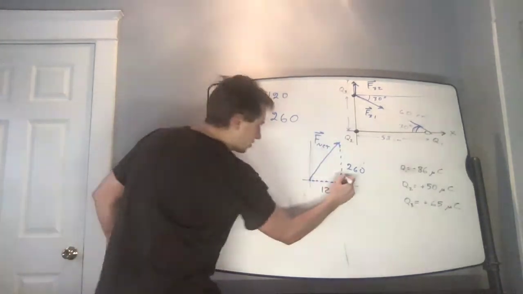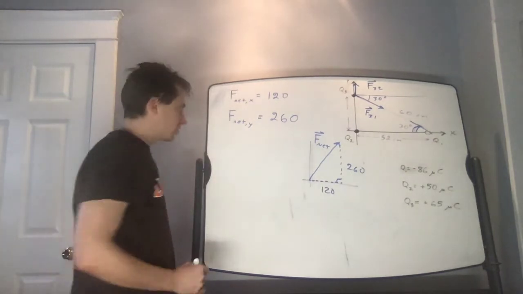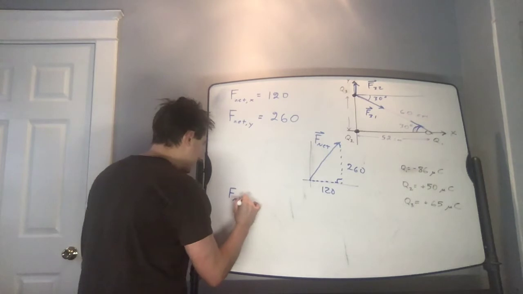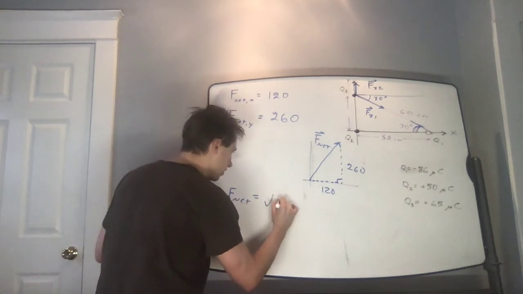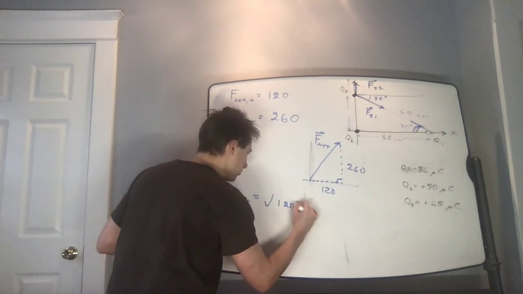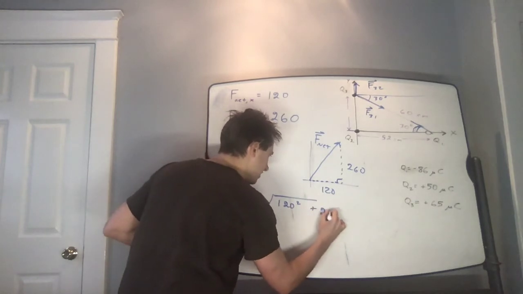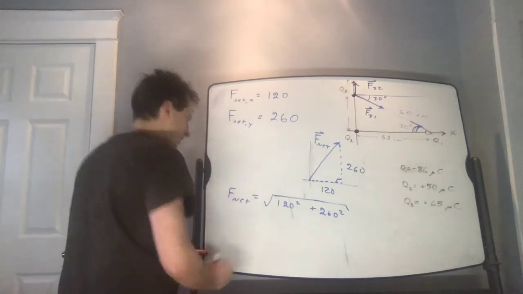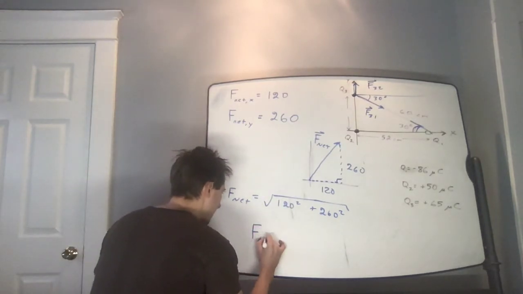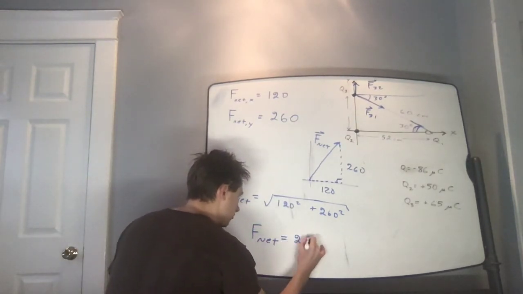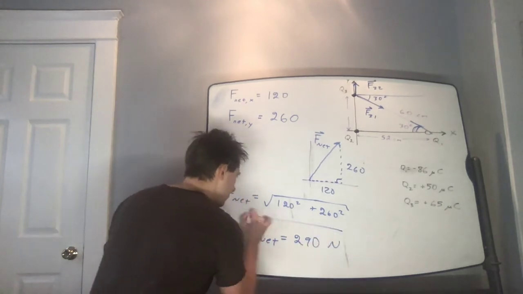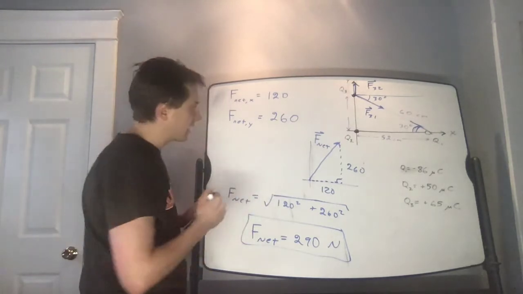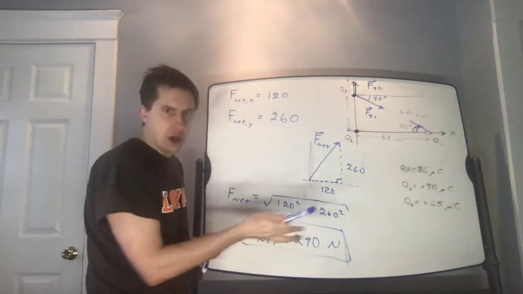I notice a right triangle right over here. So I could use the Pythagorean theorem to write F net is equal to the square root of 120 squared plus 260 squared. And when I put that in a calculator, I find the net force on particle 3, F net, is going to be 290 newtons. So overall, particle 3 will feel a force of 290 newtons that is pointing up and to the right.